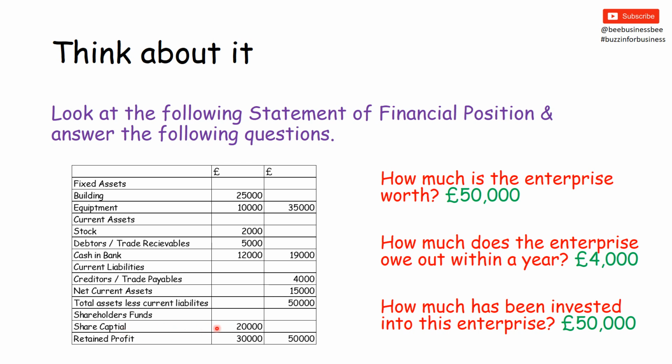And lastly, how much has been invested in the enterprise? Well, look, shareholders' funds down here. It tells you they've put £20,000 for shareholders' capital and £30,000 retained profit, and the amount that goes there is £50,000. Hopefully you notice that these two numbers match, and that's really important because that shows it's correct, because this document used to be called a balance sheet because the amount of money invested in the business would always equate to how much the business is actually worth. So your assets less your liabilities.